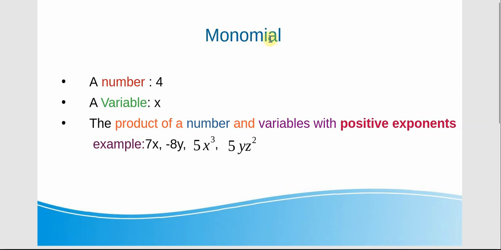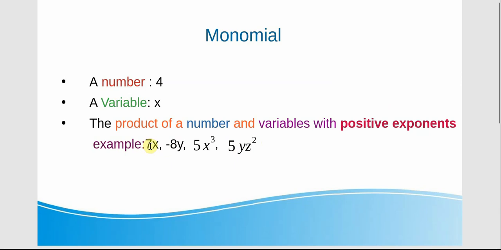A monomial can be a number, for example, the number 4, 6, 8. It's a monomial. It can also be a variable like x, y, or it can be the product of a number and variables with positive exponents. So what do I mean by that? It can be a product of a number and variables, but the variables have to have positive exponents.